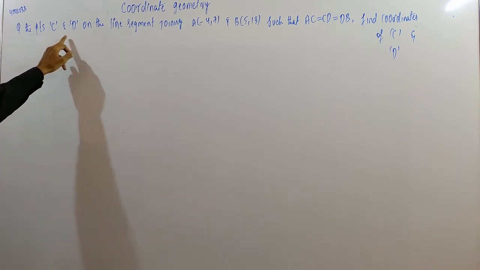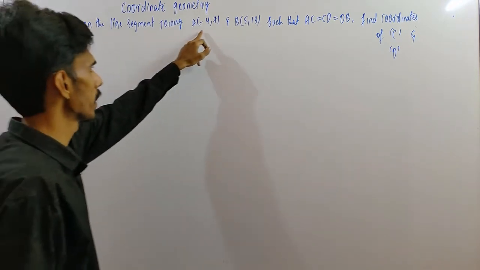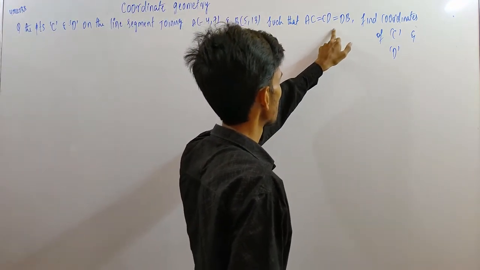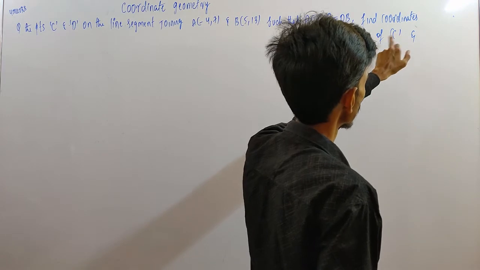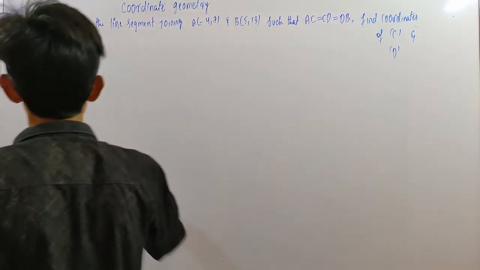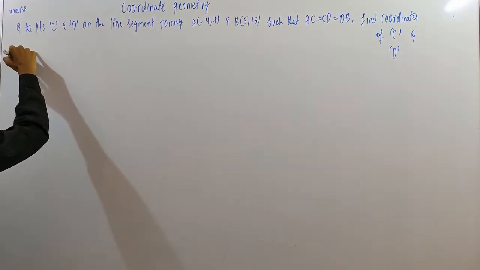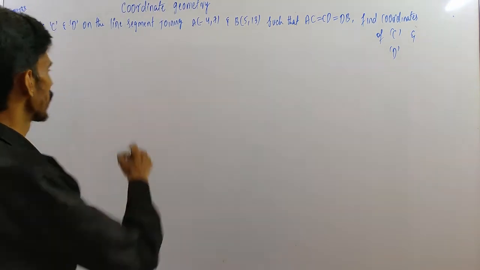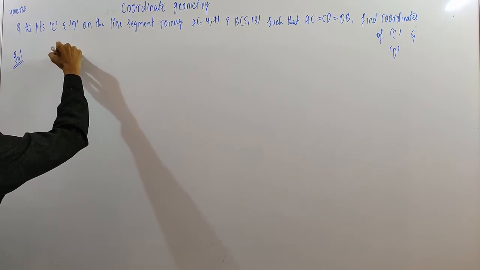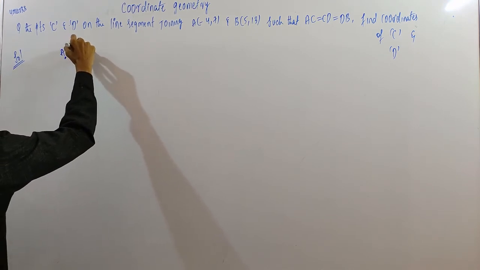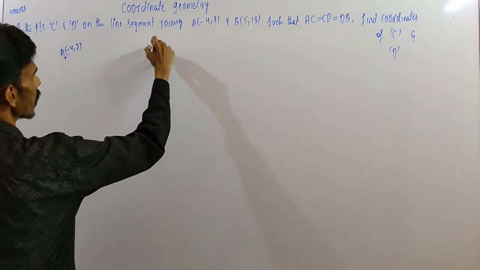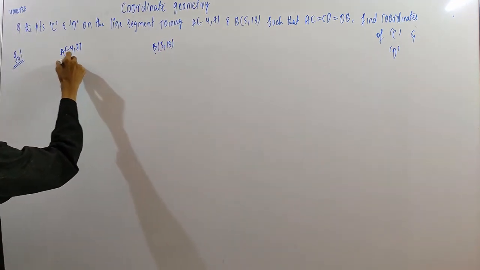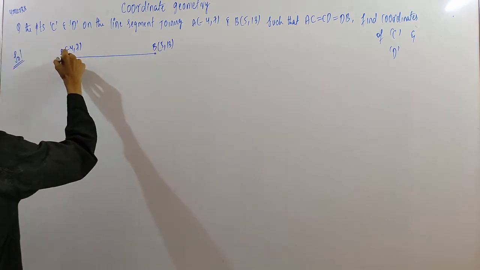The points C and D on the line segment joining A minus 4, 7 and B 5, 13 such that AC equal to CD equal to DB. Find coordinates of C and D. Let us solve this question. We have given line segment joining AB. We have point A, that is minus 4, 7 with B 5, 13. This is the line segment joining these 2 points.